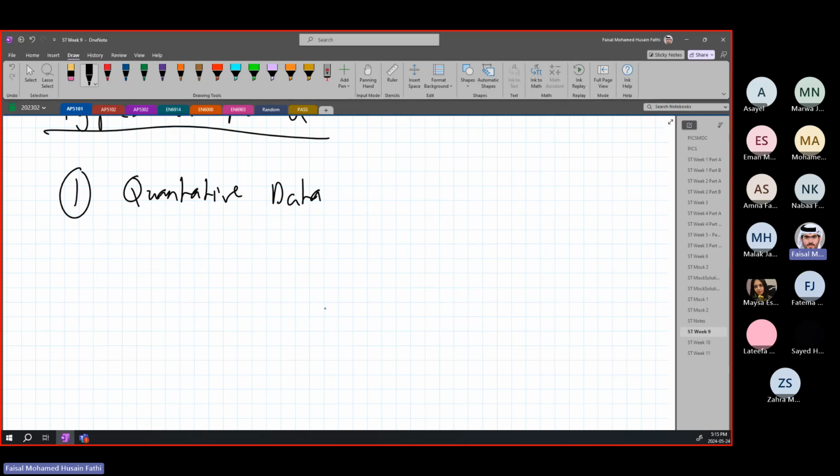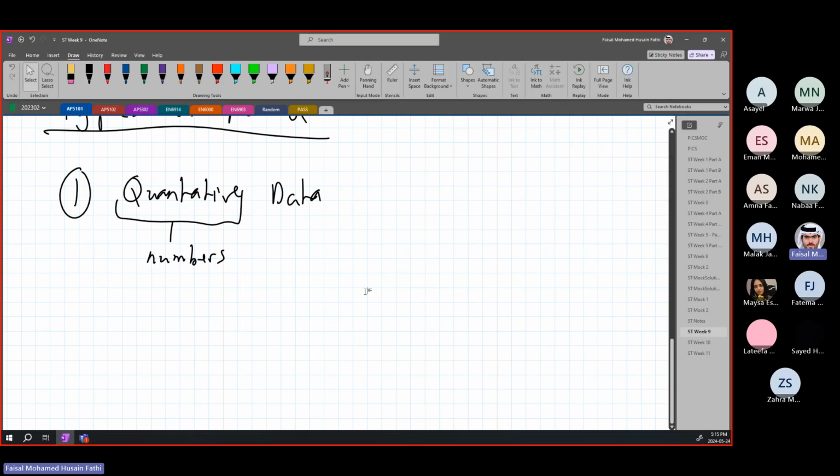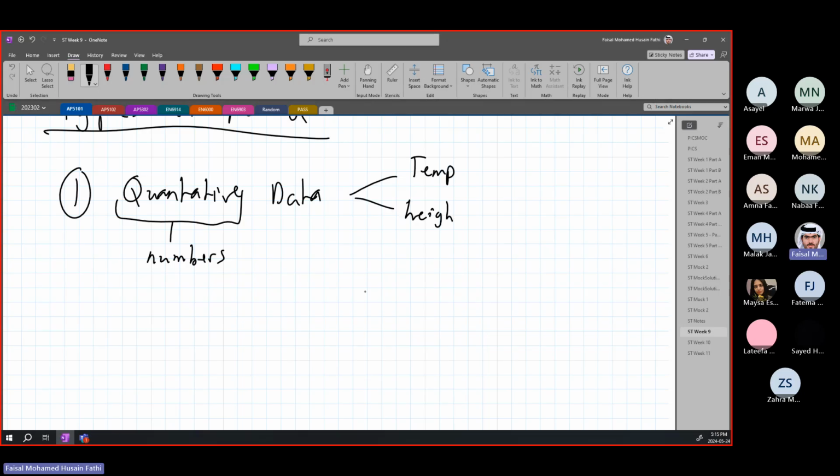Quantitative, when you look at the word quantitative, you think of quantity as in numbers, right? So it's something that is related to a numerical value. So this data is basically data that is either counted or measured, all right? And it can be something like temperature or height or distance or weight or whatever. So it's data that is represented as a number, okay?